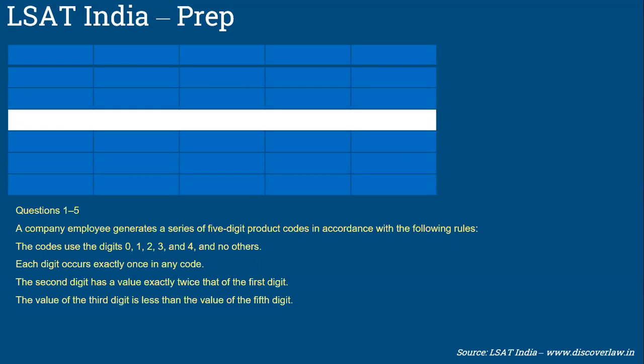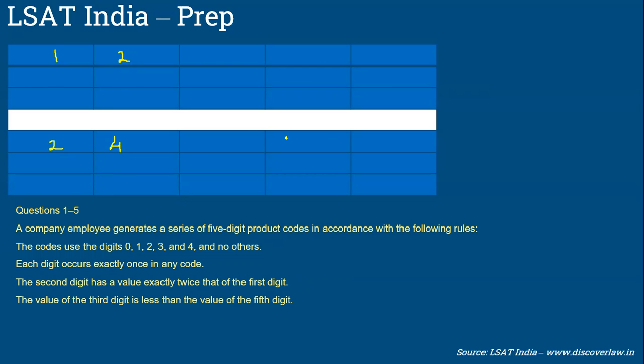The digits that I use are 0, 1, 2, 3, and 4. They occur exactly once in any code. Fine. The second digit has a value exactly twice that of the first digit. So what are the possibilities here, wherein my second digit is twice that of the first digit? Yes, there are two possibilities. Possibility number one is 1 and 2. The other possibility is 2 and 4.